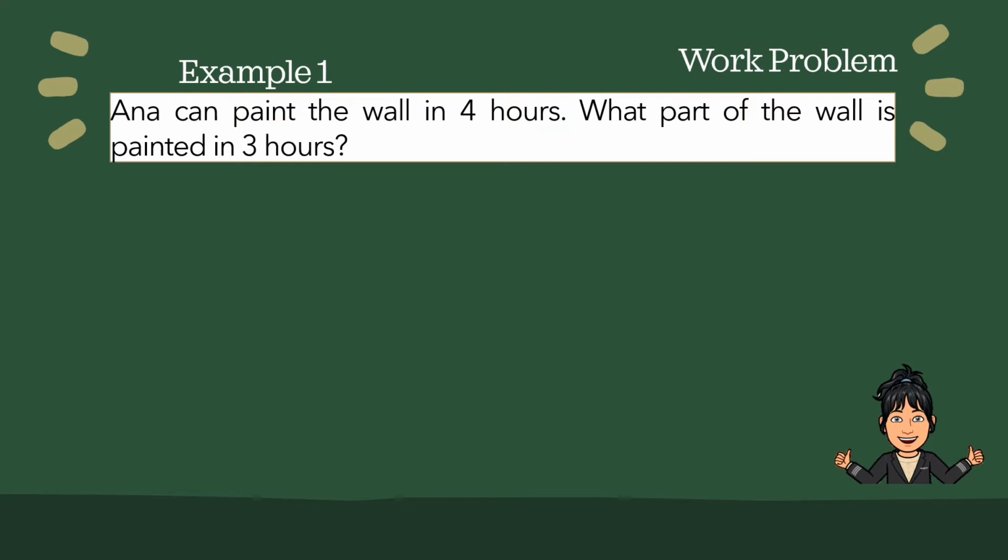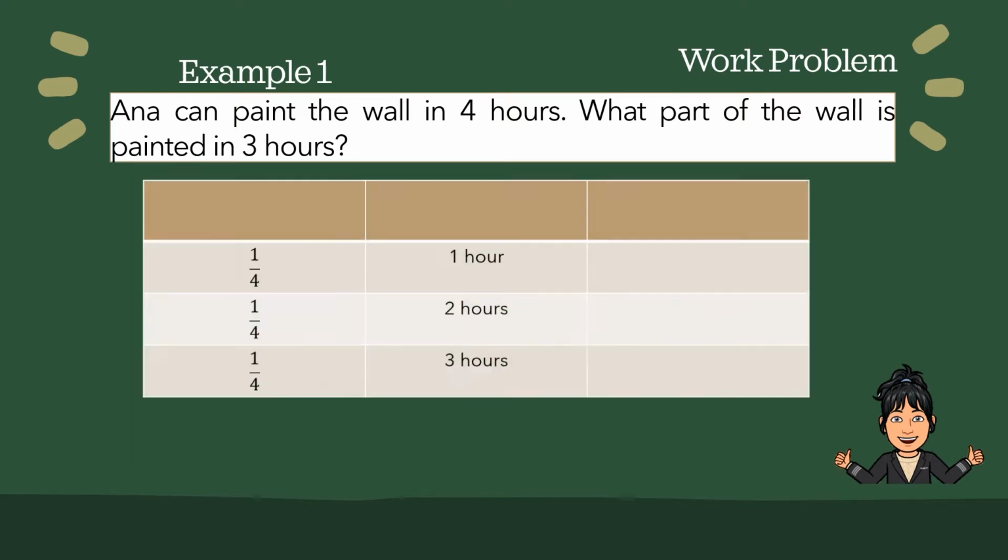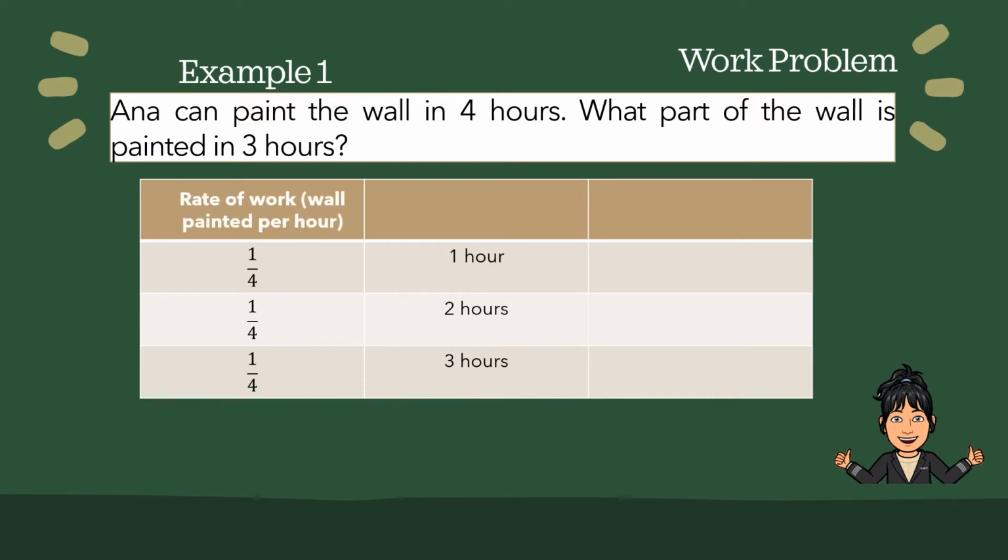For example, number 1, Anna can paint the wall in 4 hours. What part of the wall is painted in 3 hours? For easy solving, we're going to use a table. Column 1 is the rate of work. Since Anna can paint the wall in 4 hours, her rate of work per hour is 1/4. Second column is time work. And the time work is up to 3 hours.